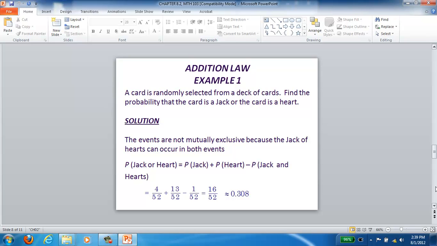So let's go see this example. What is the probability that the card is a jack or a heart? In this case the events are not mutually exclusive. We have 4 jacks, 4 over 52, 13 hearts, 13 over 52, minus 1 over 52, which is the jack of hearts. We have to subtract 1 because one of the jacks is a jack of hearts, and one of the hearts is a jack of hearts. So we count it twice, so we have to subtract it once. So the probability is 16 over 52 or 0.31.